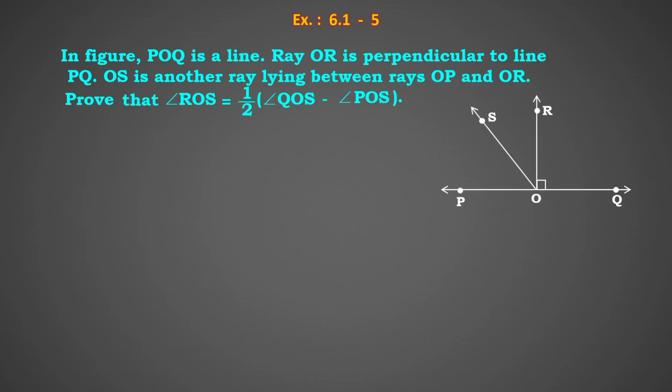Module 9. In figure, POQ is a line. Ray OR is perpendicular to line PQ. OS is another ray lying between rays OP and OR. Prove that angle ROS equal to half of within bracket angle QOS minus angle POS.